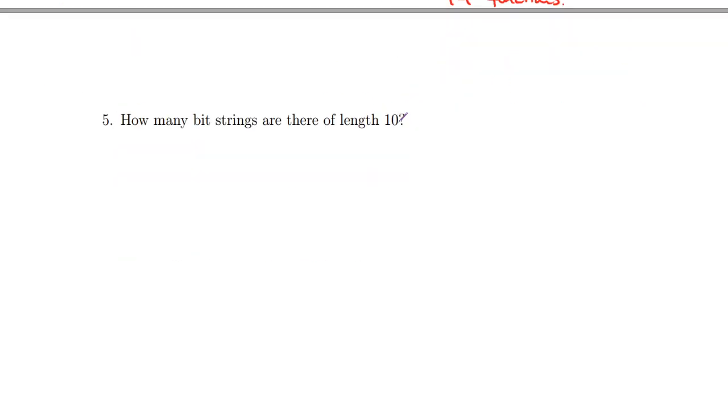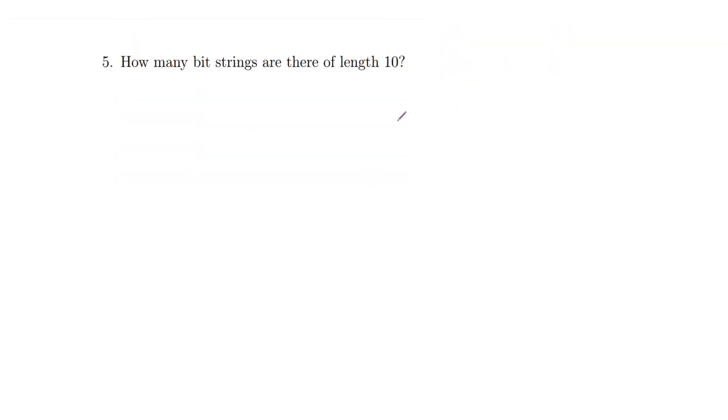Okay, all right. Next question: how many bit strings are there of length 10? So what is a bit string? Well, a bit string is an array, or just sort of like a phone number, which you could say has 7 digits. A bit string is just you have zeros or ones, and it's an array or string, right?